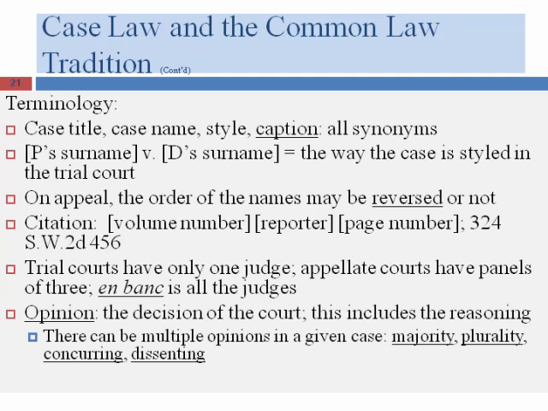Let's talk about, this will be the last slide that we cover today or in this presentation, some of the terminology. We'll talk more about this when you get to legal research, which is LGLA 1303. We talked about the name of the case. We talked about the example of Smith versus Jones, the plaintiff's surname versus the defendant's surname.